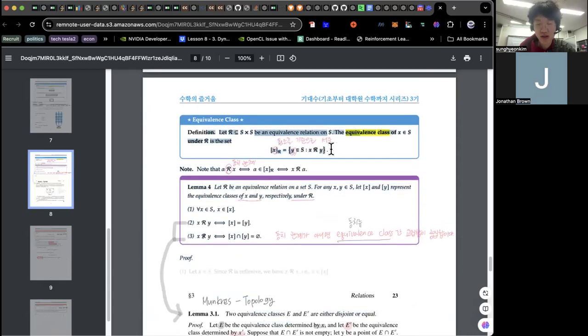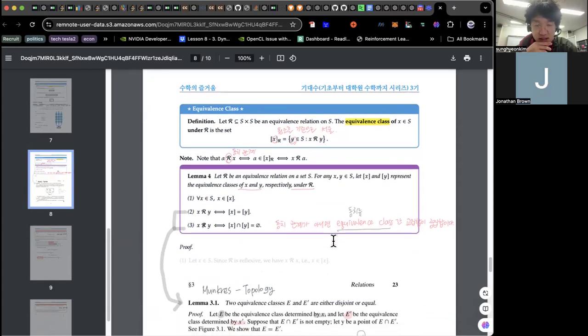The problem is when it goes to equivalence class, it becomes a little difficult for me to understand. Let R, a subset of S Cartesian product S, be an equivalence relation on S, then the equivalence class of x under this R is the set of these. And for me, it is a bit difficult.